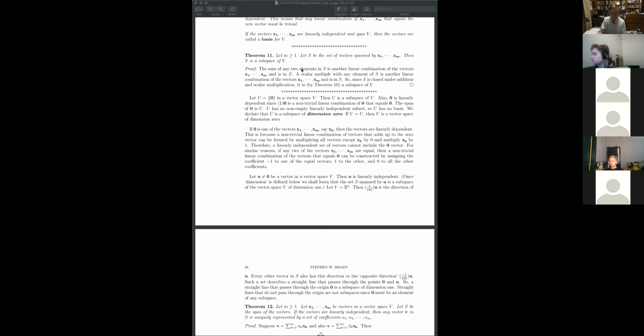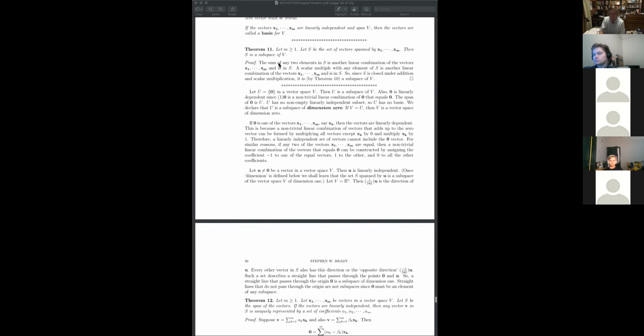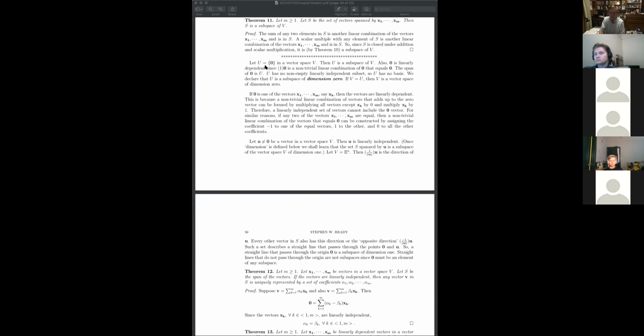Okay. First, theorem 11: if I have a set that is spanned by M vectors, then that is a subspace, okay? So when you span with vectors, you get a subspace. Okay, let's talk about this.